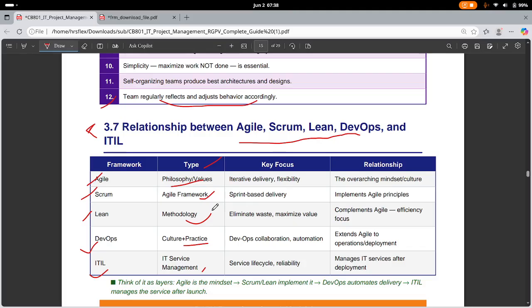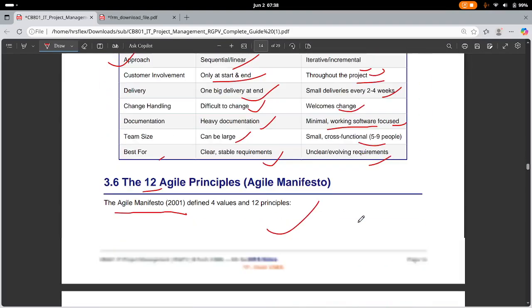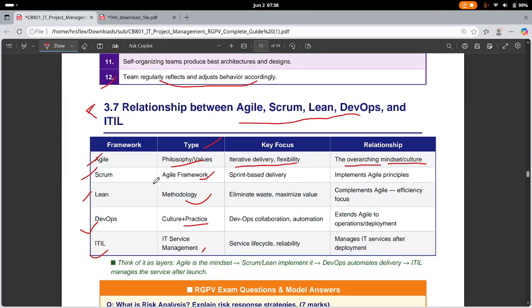So what we are talking about here, in Agile you iteratively deliver and it is flexible, ठीक है? And the relationship is like an overarching mindset or culture. You just need to have this type of plan, this mindset. Scrum is sprint based delivery. It works in Agile. So the major thing that I wanted to show you is that Agile is the mindset, and Scrum and Lean are implementations of it, how you are implementing Agile in the process.